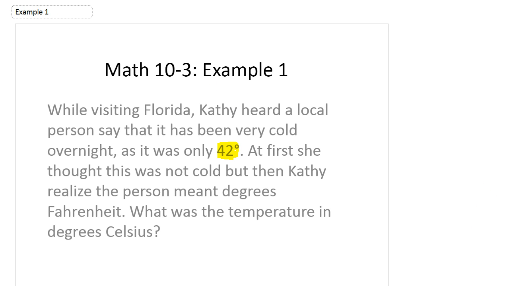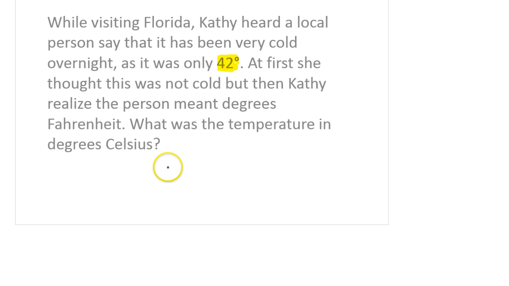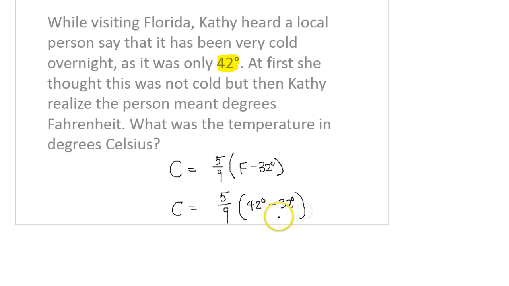We're going to calculate a Celsius degree, our temperature in Celsius. And that's equal to 5/9 times the Fahrenheit temperature minus 32 degrees. So let's see how cold that is for us. We have 5/9 times 42 degrees minus 32 degrees.